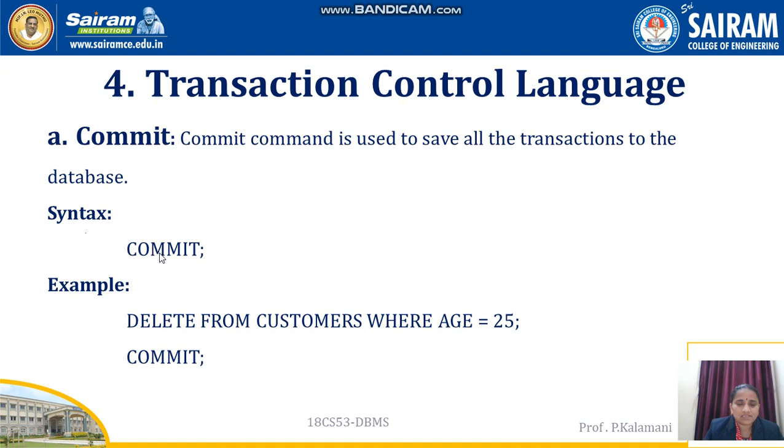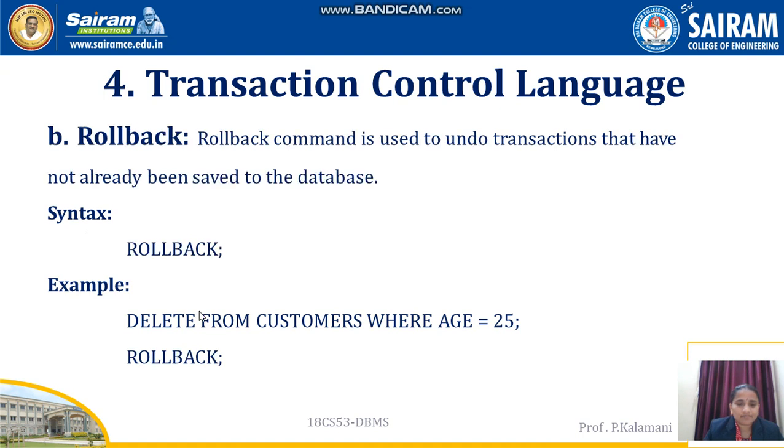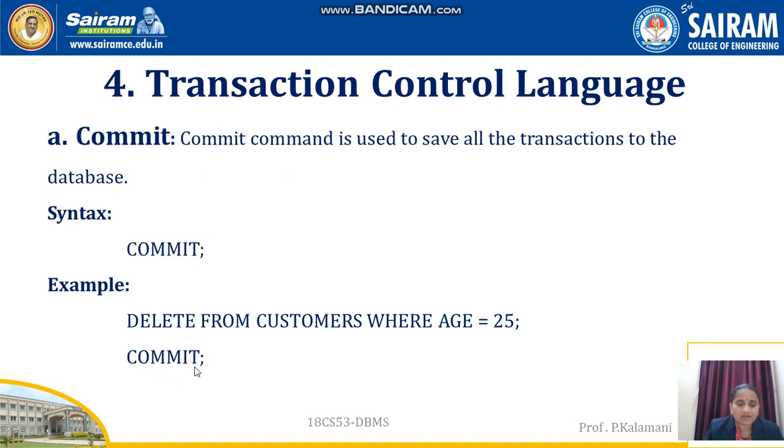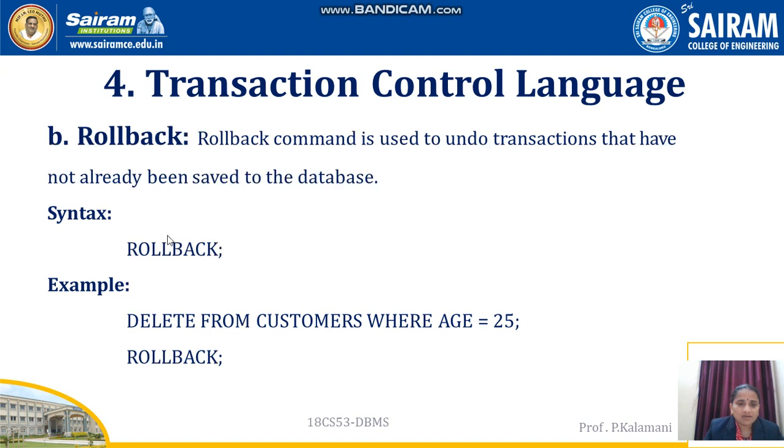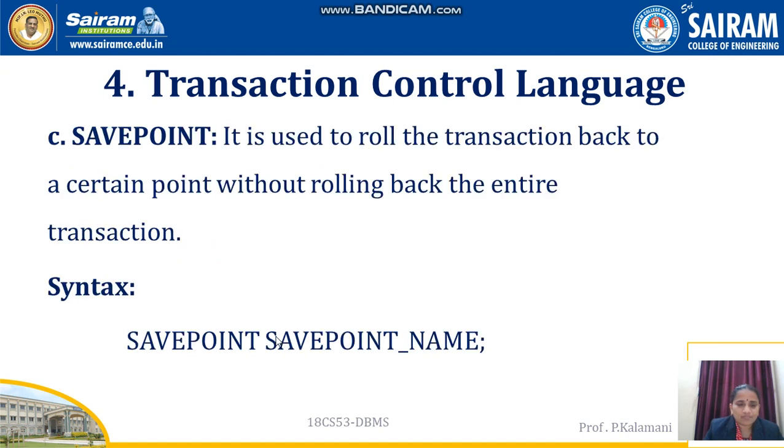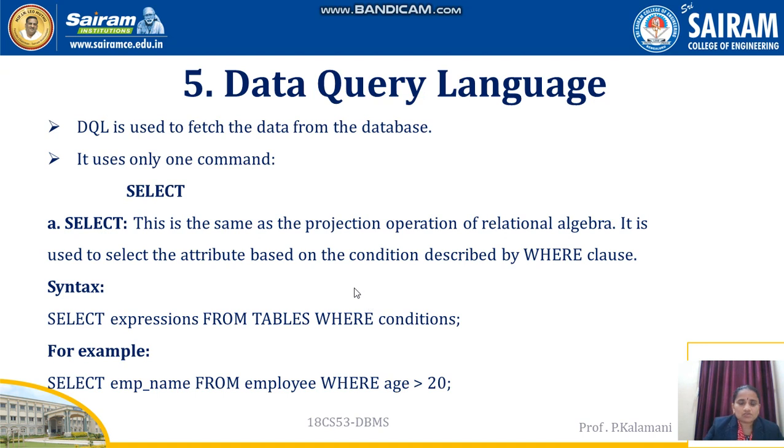For commit, the syntax is just COMMIT. After the delete command, if we give commit, the change will be saved. Then rollback: delete from customer where age equals 25, then ROLLBACK means only this delete is undone, and this row is not removed. Savepoint means we set the point from where we can perform the undo operation. So that's all about transaction control language.